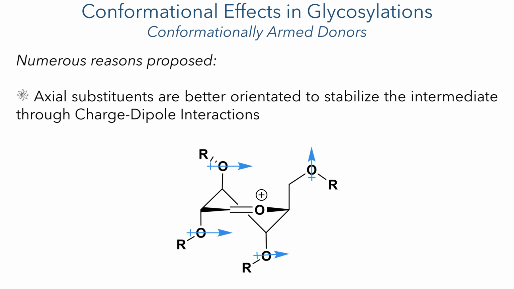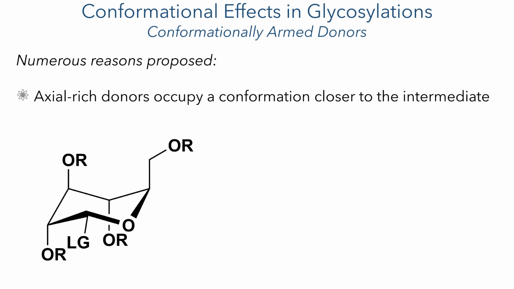Another possible explanation is charge stabilization through charge dipole interactions. With the oxygen substituents in axial conformations, they orientate towards the positively charged oxocarbenium moiety. This provides some stabilization and reduces the energy necessary to form the intermediate.